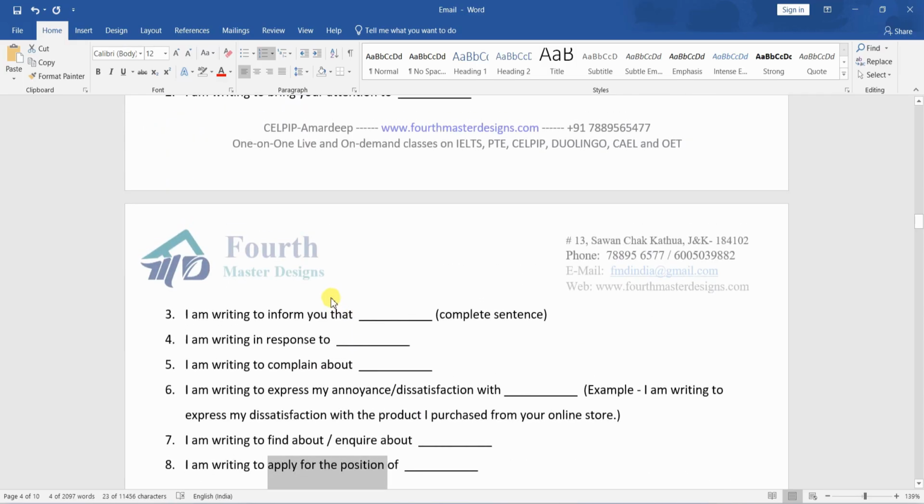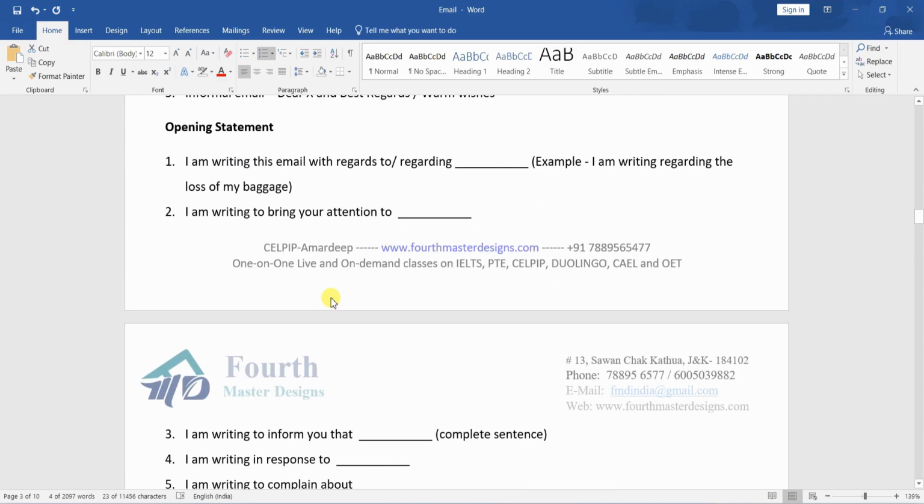I have nearly covered all the types of opening statement. You just need to write the scenario. Whatever is the scenario, just write it here and you will be done with your opening statement. It will leave a very good impression if you do not have any mistake here, but if there is a mistake here, it will go against you. Please keep that in mind.